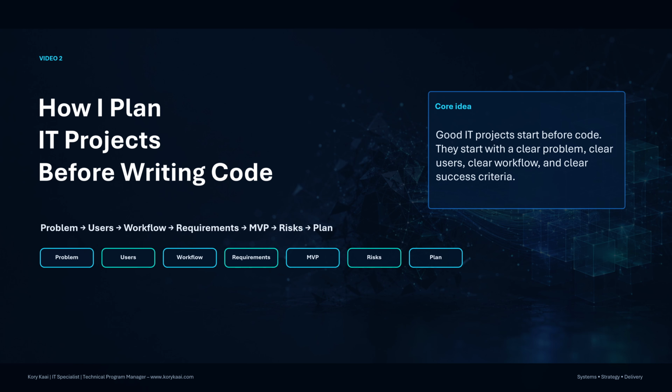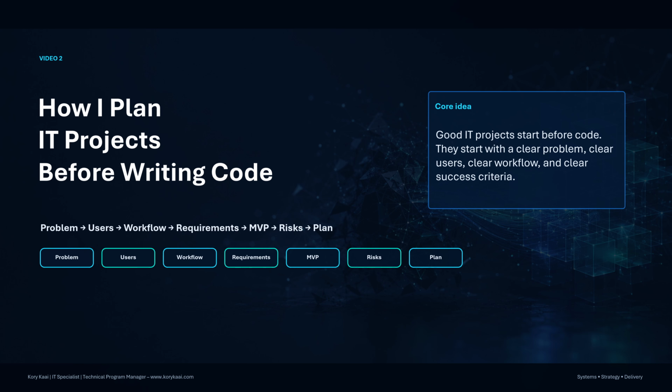Before I write code, pick a tech stack, or start building screens, I need to answer one question. What problem is this project actually supposed to solve? That sounds basic, but this is where a lot of IT projects go wrong. People jump straight into tools, dashboards, automations, designs, and features before the problem is clear. Then later, the team realizes they built the wrong thing, missed the real user need, or created something nobody wants to use.